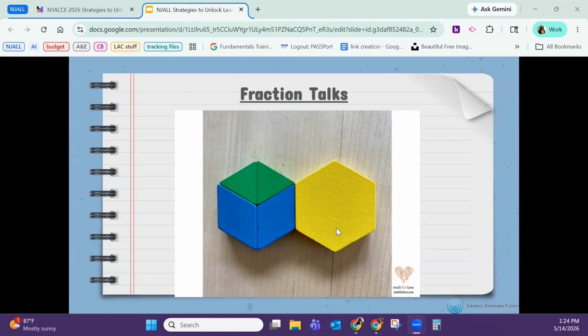And inevitably, what I find when I do the fraction talk is that there's a lack of understanding about the whole having to be broken into equal size pieces. I do the fraction talks over and over and over until we can get an understanding that fractions are a part of a whole, but the whole has to be broken into equal sized pieces.